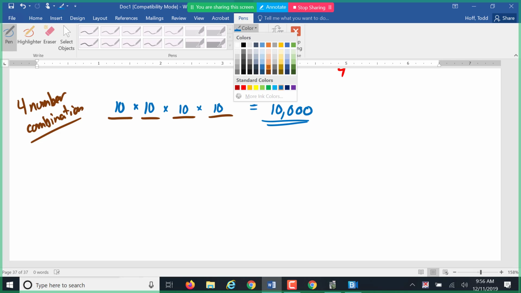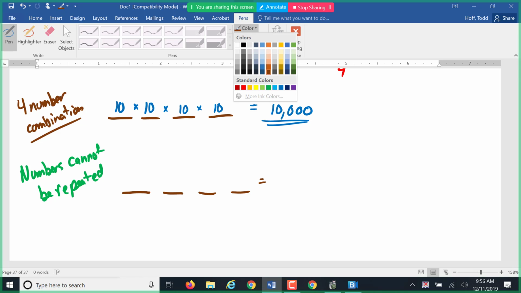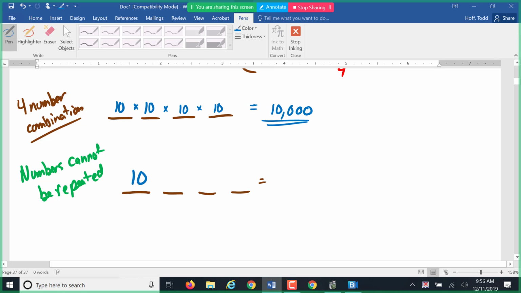But what if numbers cannot be repeated? So once I use a number for the first digit, I can't use it again in the rest of the combination. So it's still a 4-number combination, and there's still 10 possibilities for the first digit, 0 through 9. But now for the second digit, whatever that first digit was, I can't use that again. There's only 9 possibilities there.